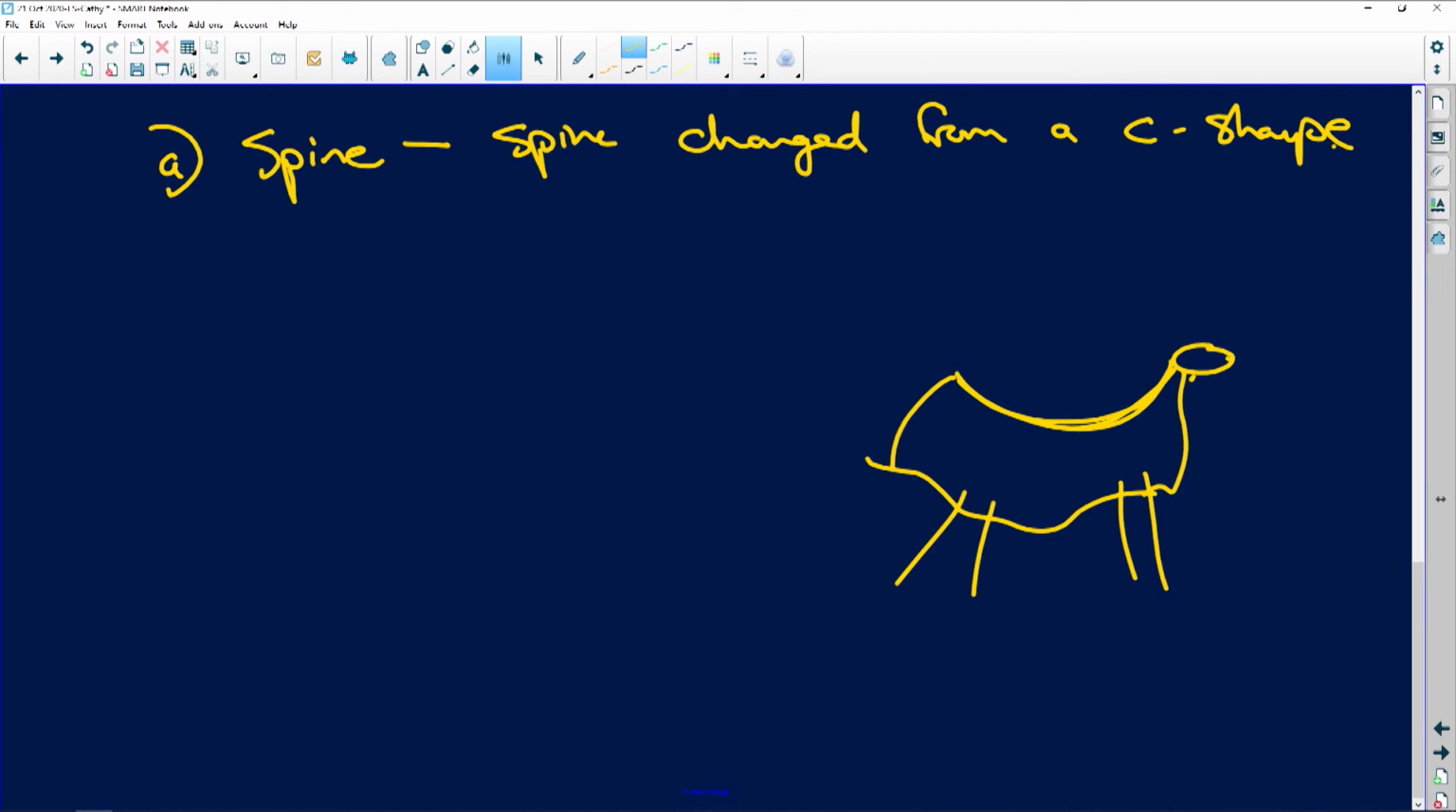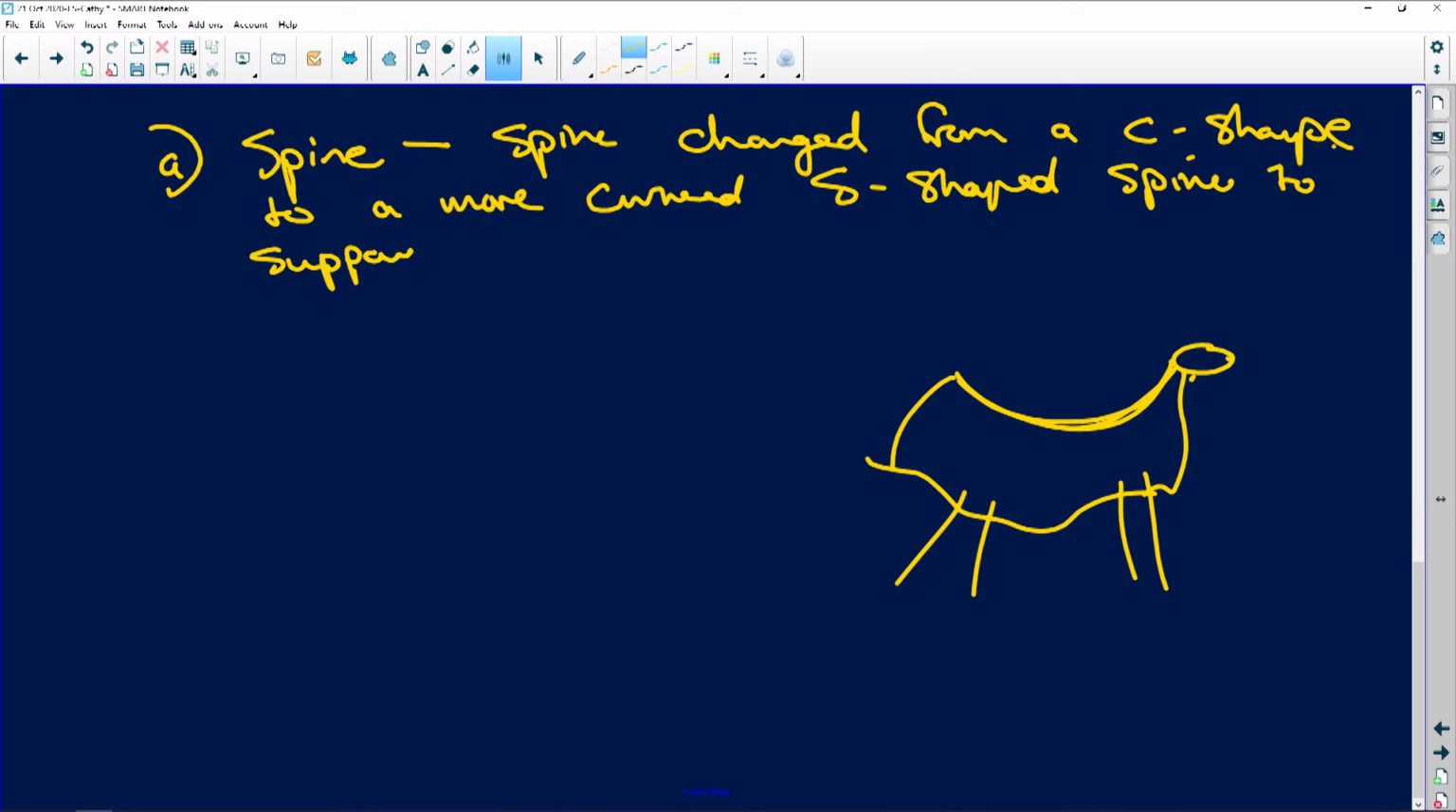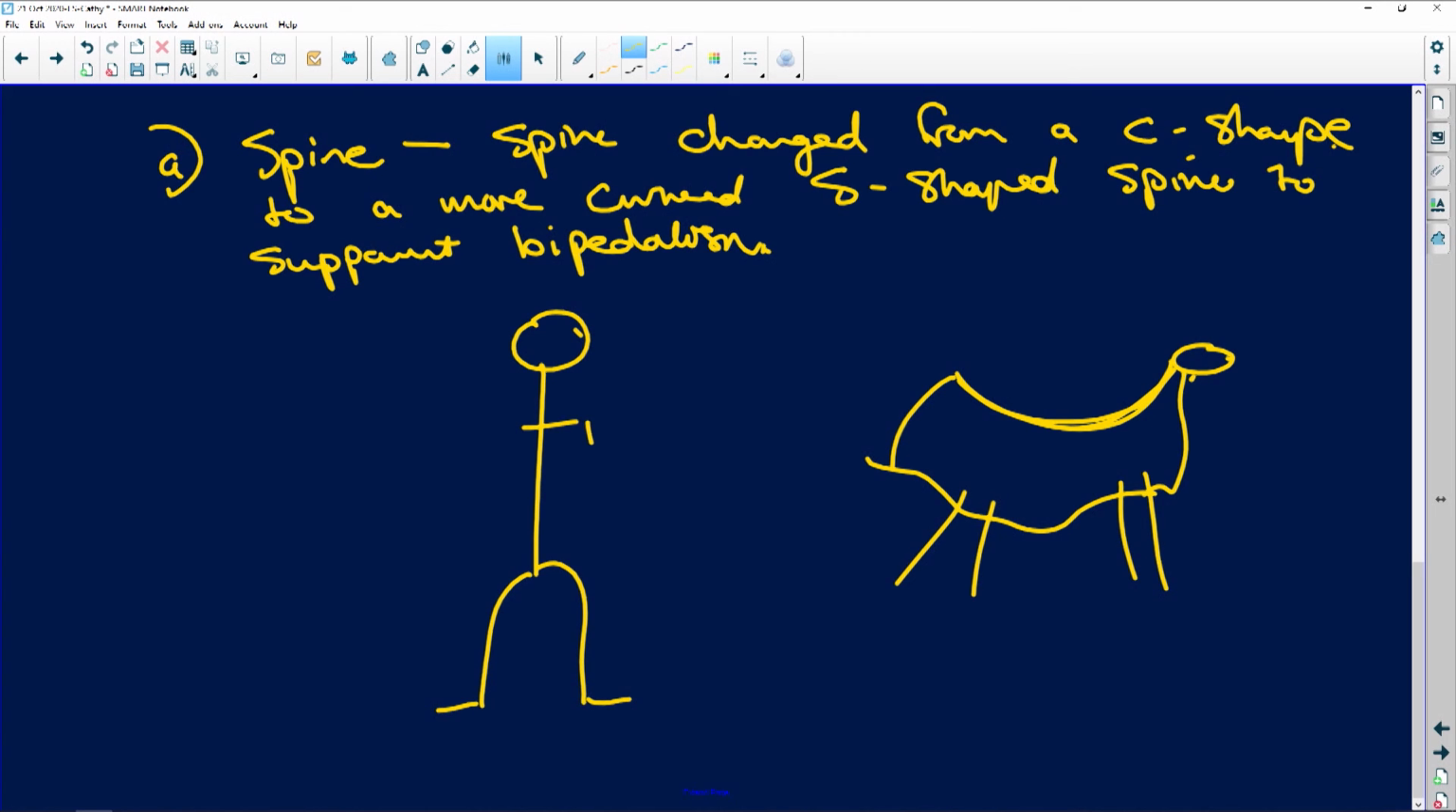So that shape changed to a more curved S-shaped spine to support bipedalism. Okay, so when you've got the head here and the spine goes down and then you've got the legs, our spines from the side do this. So you've got this S-shaped curve like that, and then the head sits there.